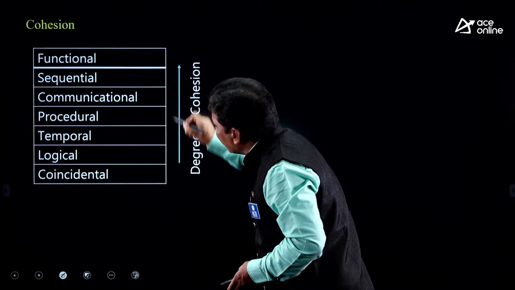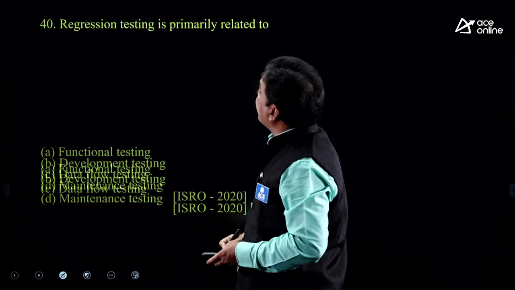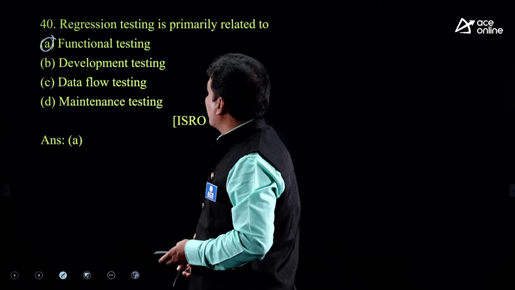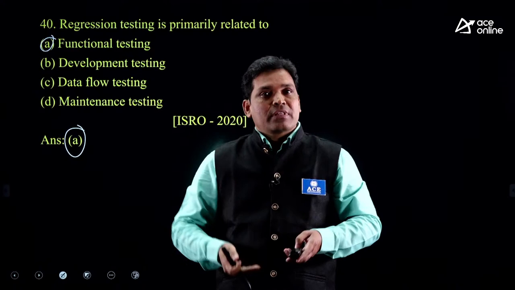Next, regression testing is primarily related to which testing here? Regression testing is related to functional testing, retesting. So the answer is A here. Regression testing is nothing but rerunning the tests. Already you tested, still if any errors were there, it's supposed to be retested. That's the purpose of regression testing, right?